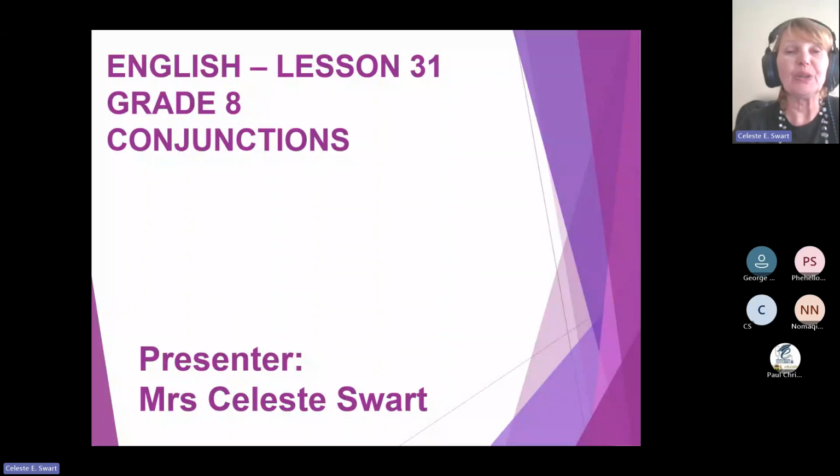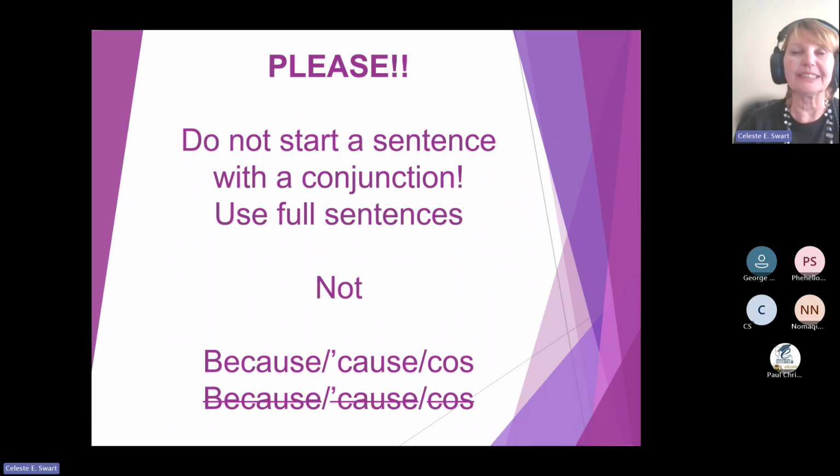Today we are going to look at conjunctions. Now, if you think of the con bit of conjunctions, think of it as connecting words. So conjunctions are connecting or joining words.